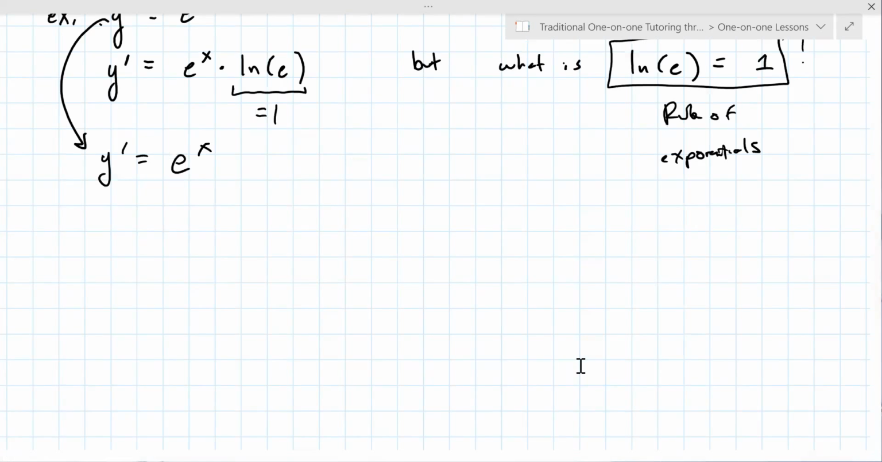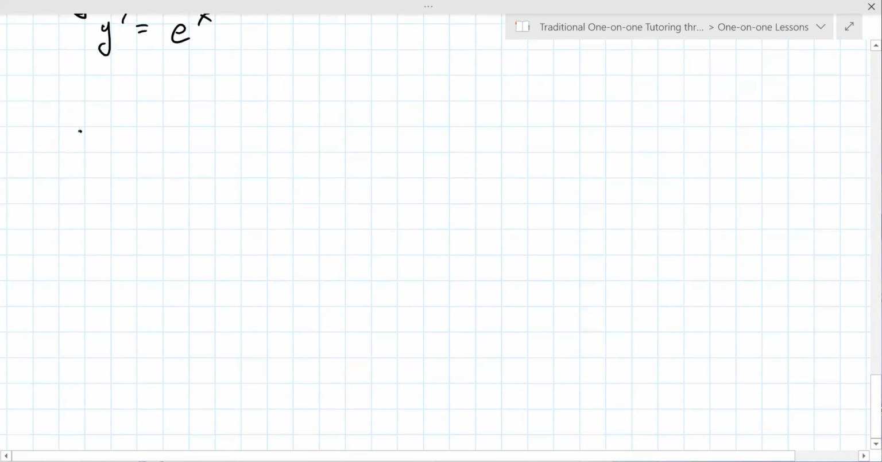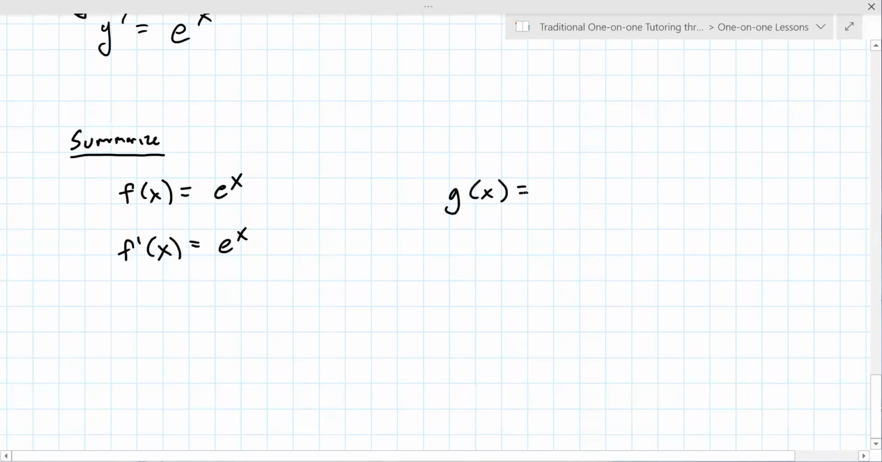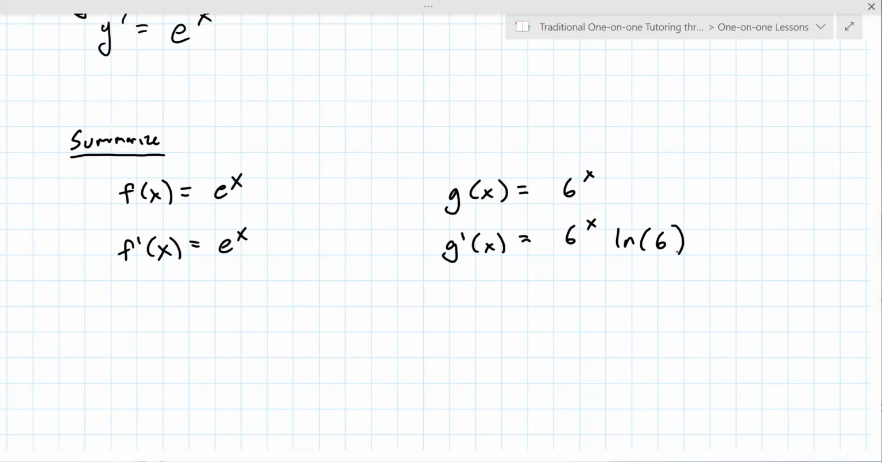Okay, so let me try to summarize the last few minutes. If a function equals e to the x, the derivative is e to the x. If I give you something like 6 to the x, the derivative, which is the calculus step, is 6 to the x times natural log of 6. This is what we said so far.